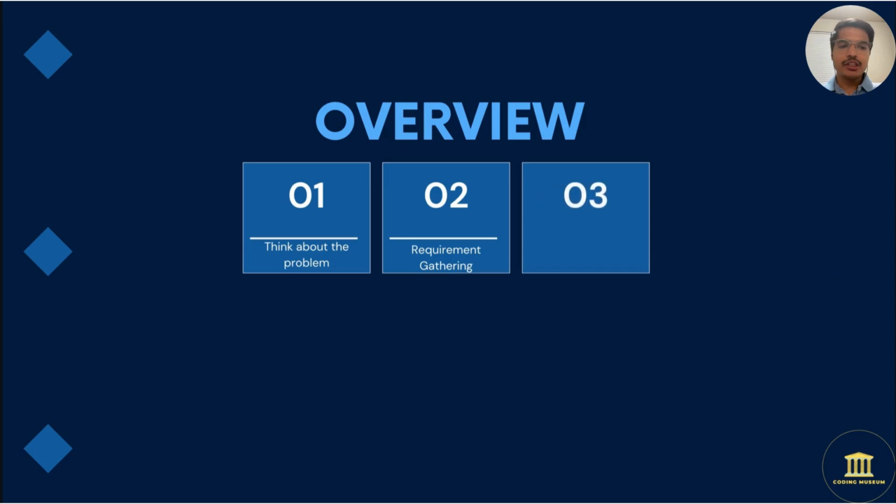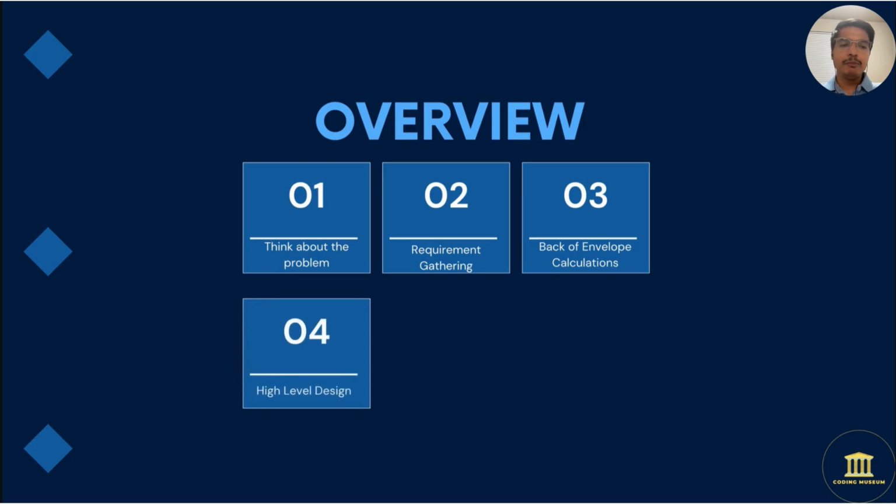Identify key features you intend to address during the interview, along with the additional features you can explore if the time permits. Once you have requirements, perform back of envelope calculations. These estimations help you gauge the system capacity and provide insights into its scalability. In the fourth step, you begin crafting the high level design, which includes defining APIs, database, and server interactions that will form the system's architecture.